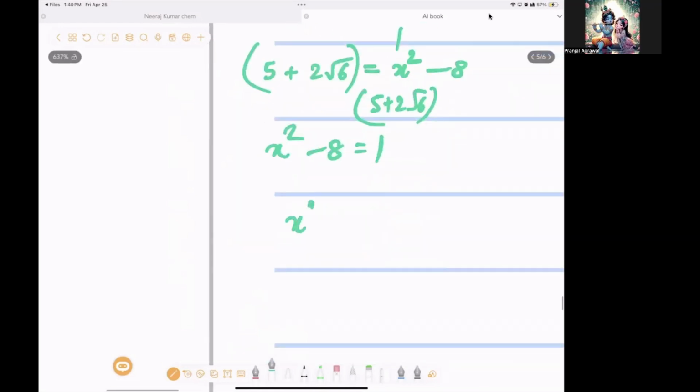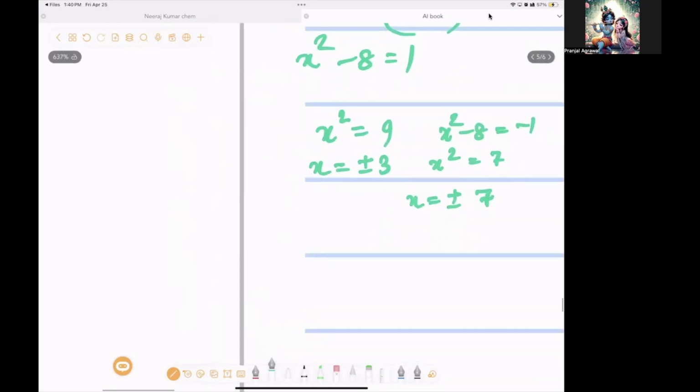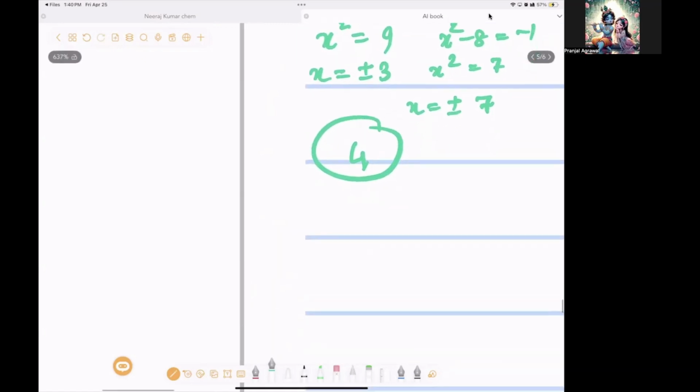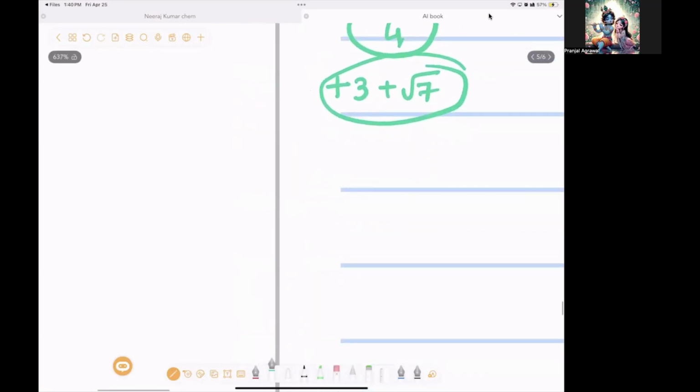So we get x square is equal to 9, x is equal to plus minus 3, and x square minus 8 is equal to minus 1, considering the other case. So x square is equal to 7, x is equal to plus minus root 7. So the number of solutions will be how much? 4 solutions, right? Now the sum of positive solutions. So what are the positive solutions? Plus 3 and plus root 7. So 3 plus root 7 will be the sum of positive solutions.